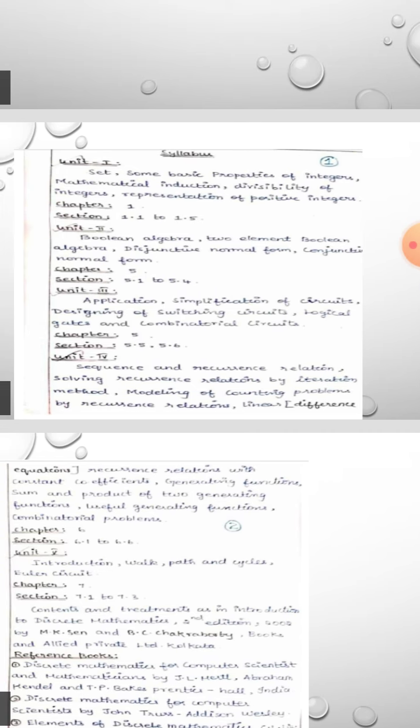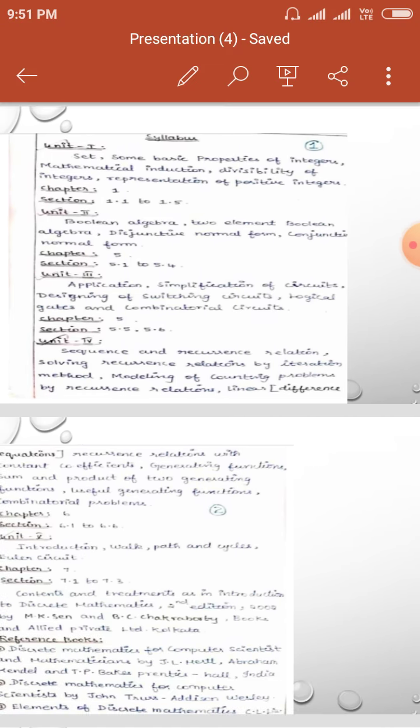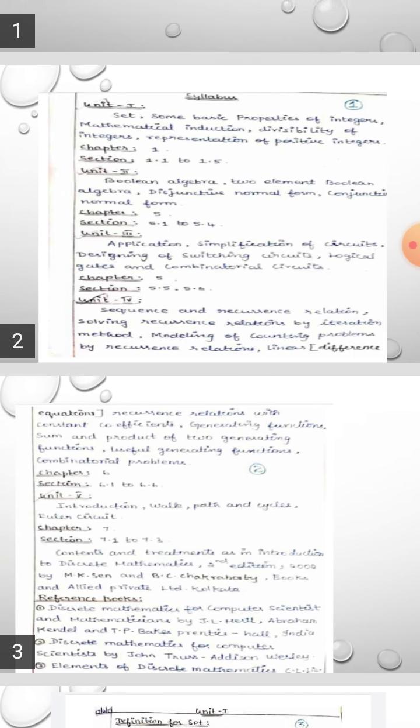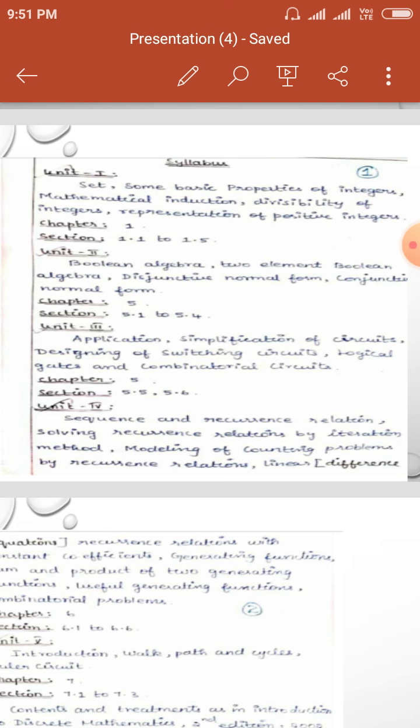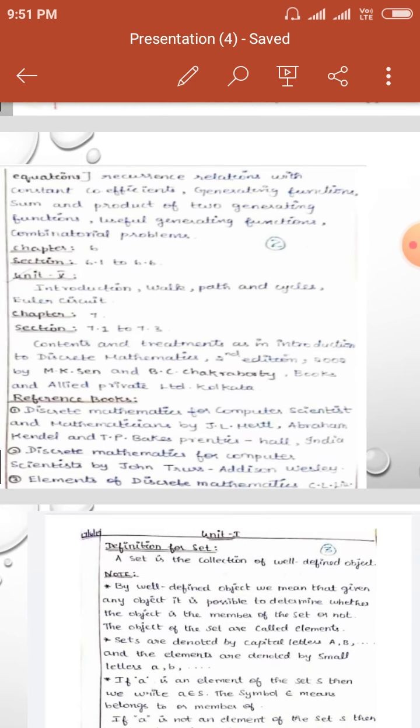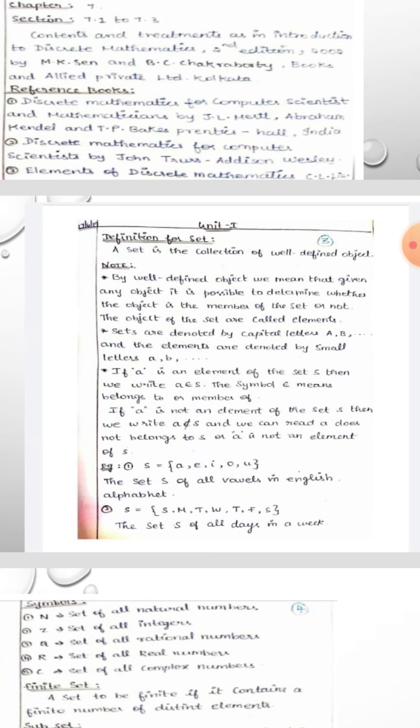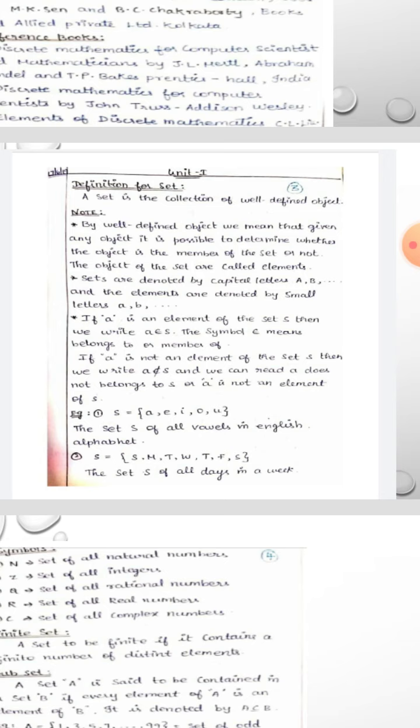Right. First, I'm going to take Unit 1. In Unit 1, the chapters are sets, some basic properties of integers, mathematical induction, divisibility of integers, representation of positive integers. So these are the chapters we are going to see in Unit 1. Right. Now go to the next slide, Unit 1.